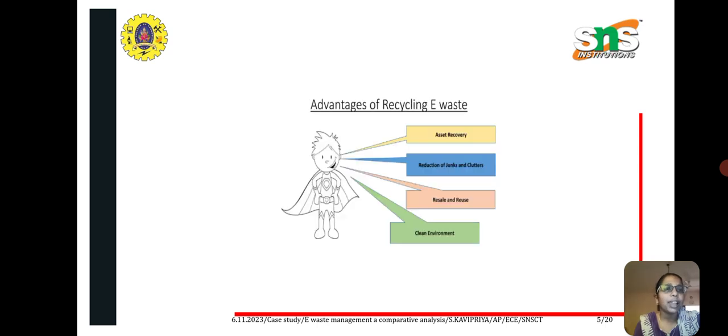And what are all the advantages of recycling this e-waste? First advantage is asset recovery. Second one, reduction of junk and clutter. Third one, resale and reuse. And the final one, the most important advantage, is a clean environment.